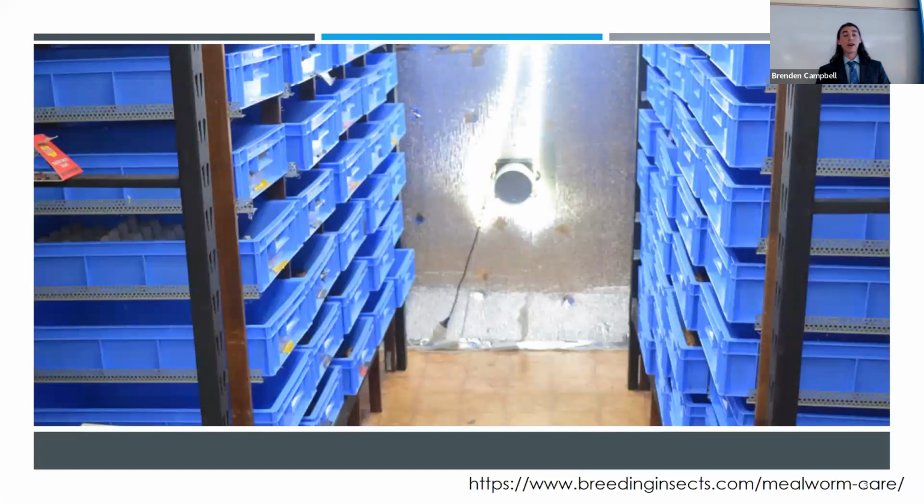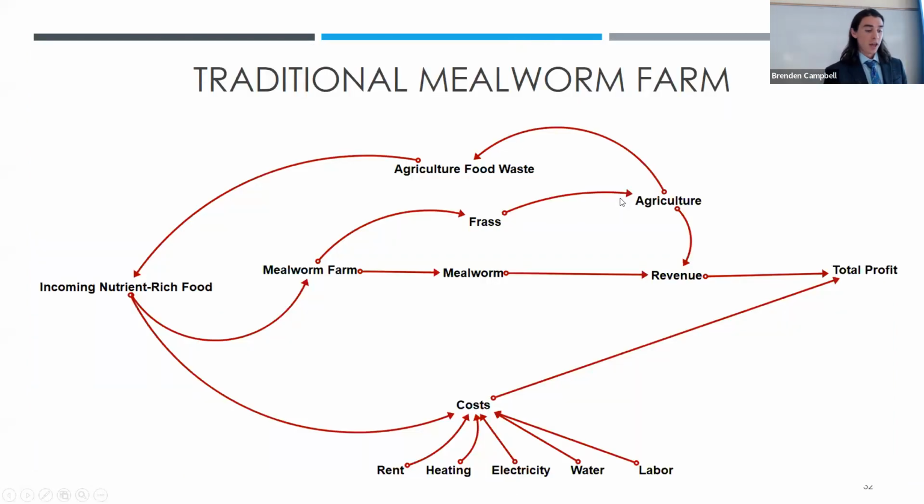This is an image of a mealworm farm. This is about a 120-pound or so mealworm farm of what it would look like. It doesn't take up that much space. This is very, very small, so mealworms are very space efficient. And then that brings us into our next causal loop diagram of what a traditional mealworm farm would look like.